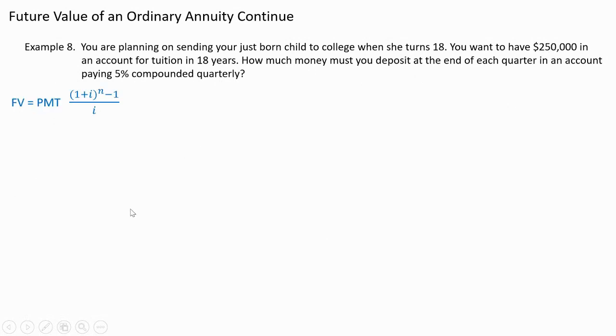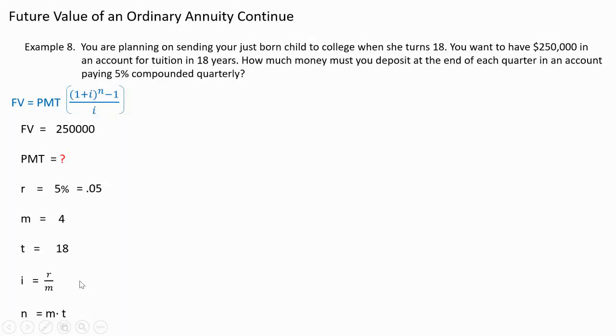So again, let's use the formula because it's easier. Again, there are those 7 things. So what are we looking for now? How much money must you deposit at the end of each quarter, right? So we're looking for the payments. We want 250,000 in the future, in 18 years. So that's your future value. Now the interest is going to be 5%, which is 0.05 in decimal. Compounded quarterly, so quarterly stands for 4. The time is 18 years.